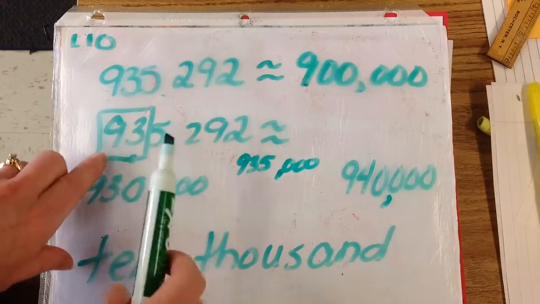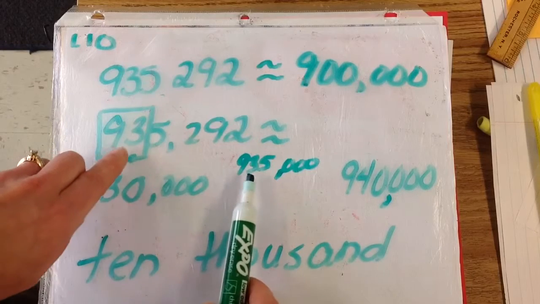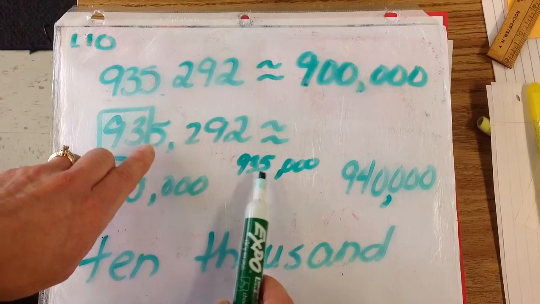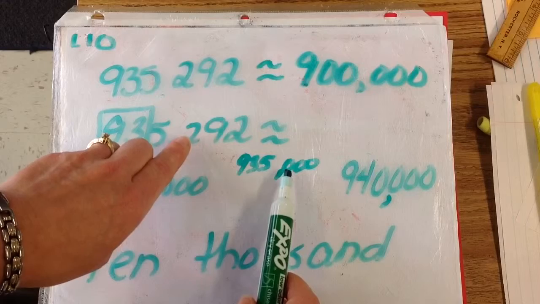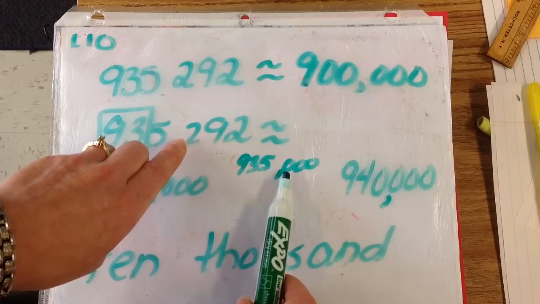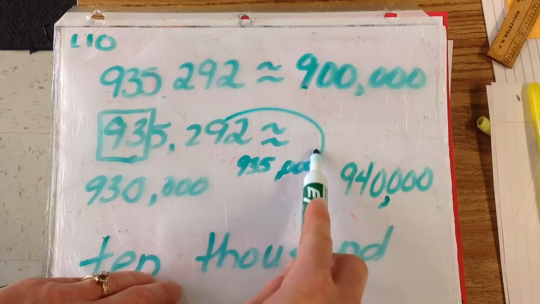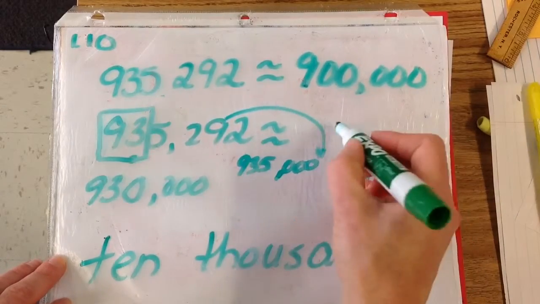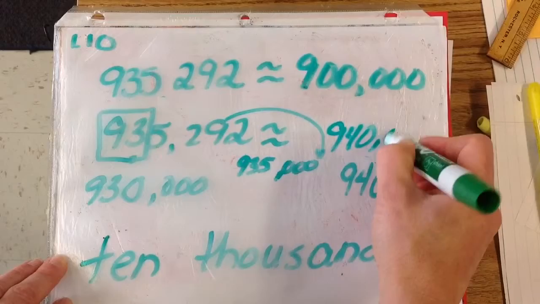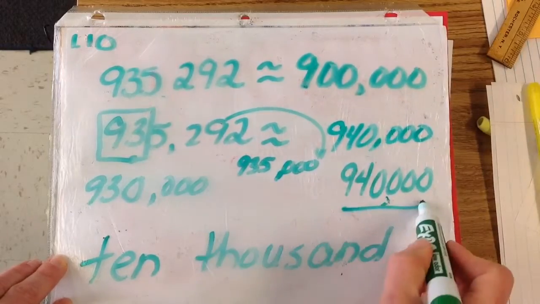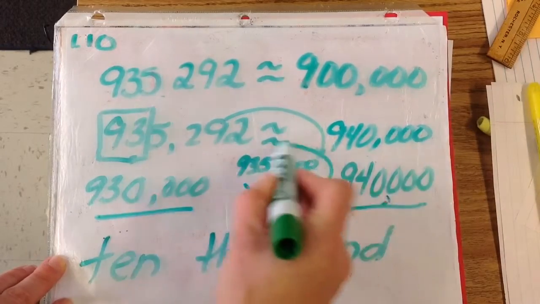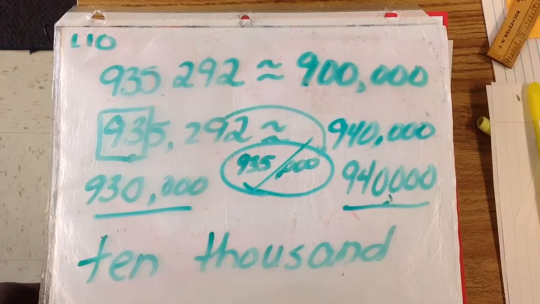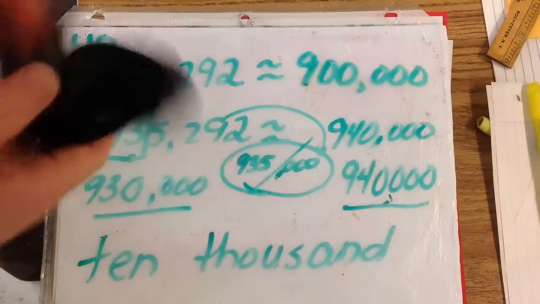So let's go ahead and look at what we have here. We have a 9, same, 3, same, 5, same, 2. Oh, 2 is greater than that 0. That means this is going to go past the halfway point. Therefore, it is about 940,000. Because remember, we round up or down, never to the midpoint. So this rounds to 940,000. Hey, look, we're getting even closer.